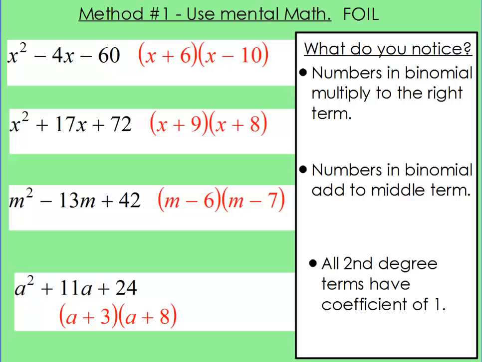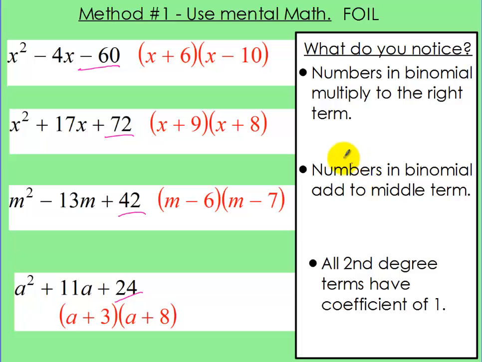So this first one, if you like FOIL, I'm going to call this mental math. I have a bunch of quadratic expressions here, and in red I have these answers. You might notice a few things if you look at the pattern going on here. Notice that the numbers on the right of each binomial, the last numbers, multiply to the right-hand side of each quadratic expression. 6 times negative 10 is negative 60. 9 times 8 is 72.